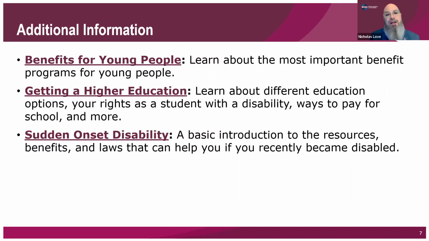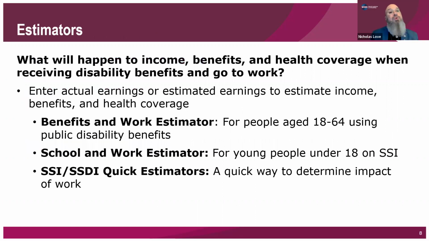And for those who have an onset of their disabilities, how do you deal with this newfound life of having a disability and what are the resources available? There are two main estimators in the Missouri DB 101. These estimators allow you to put either actual earnings or estimated earnings to figure out what's the impact on benefits and healthcare. So you go in and you say, this is the job. These are how many hours I'm going to work. This is the wage. These are my benefits. And it'll tell you what's going to happen. Does all the math for you.